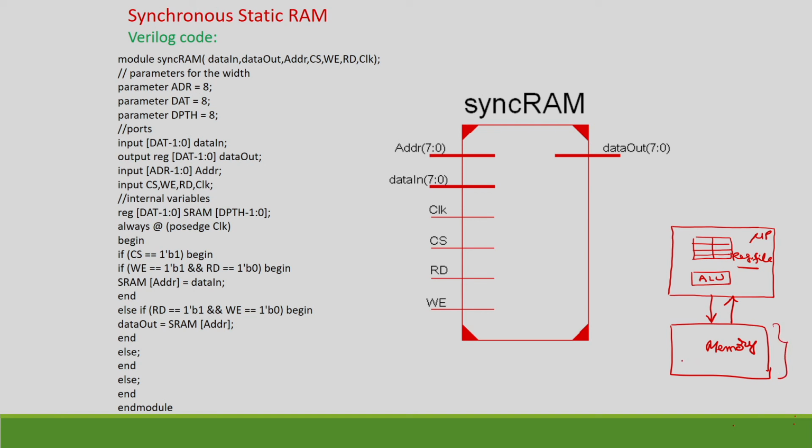Again, there are two types of memories: static RAM and dynamic RAM. In random access memory, and in read only memory also, there are different types, but here we will discuss the random access memory. Static random access memory has some advantages, like it does not require any refreshing circuitry, whereas dynamic RAM requires refreshing circuitry. So, here I will discuss the static random access memory.